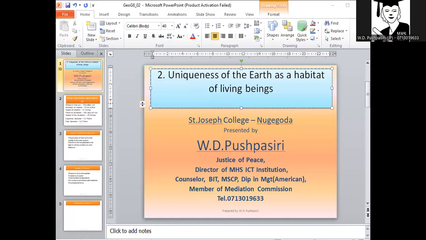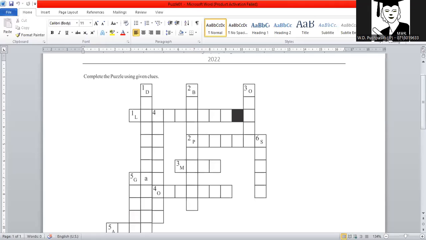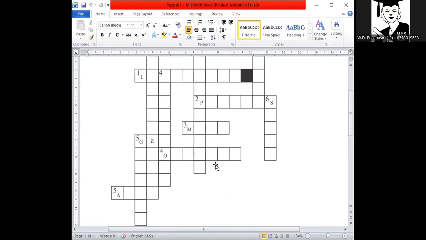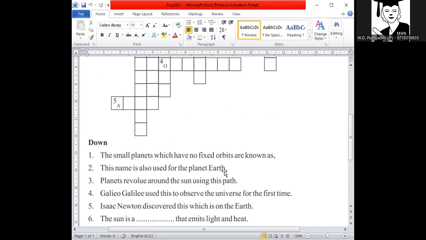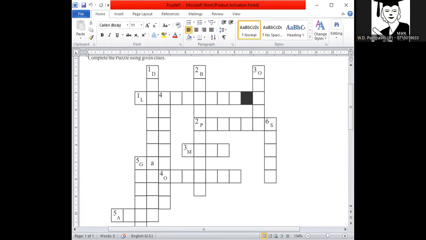Now, so we have finished the first lesson, right? Therefore, I will send you a puzzle like this. So what you have to do is write this down in your book and complete it. I forgot to tell you, just leave one page of your book to write this one.